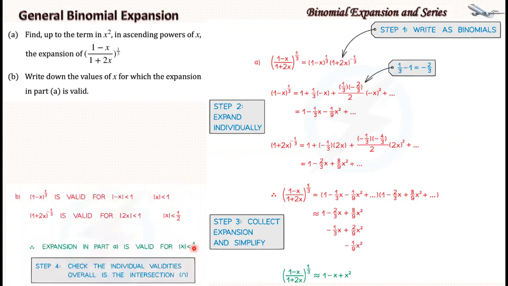So here is our validity, as I explained. It is valid from -1/2 to +1/2. So we look for the intersection of the validity of (1 minus x) to the power 1/3 and the validity of (1 plus 2x) to the power minus 1/3. The intersection of these two validities gives us the validity of the expansion.